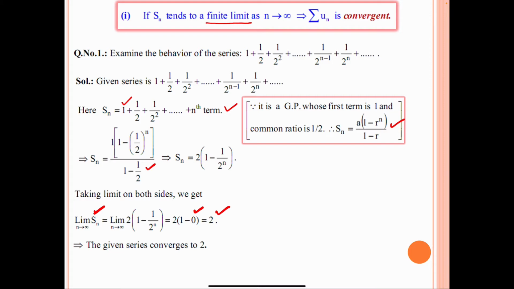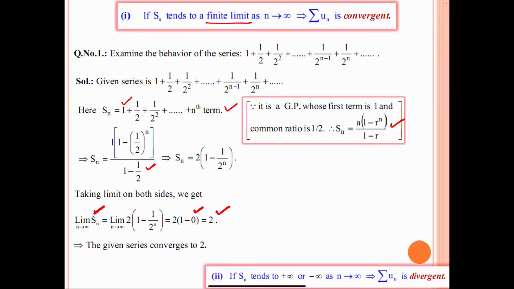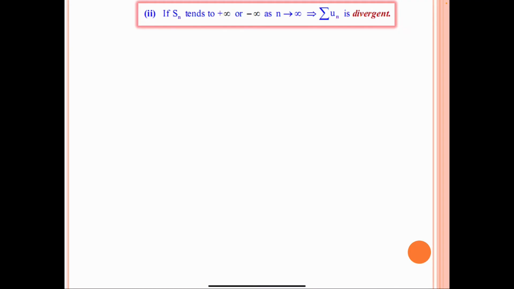Clear? So by using this method, we can say that if Sn tends to a finite limit as n tends to infinity, then summation un is convergent. Now let us consider one example related with second definition. If Sn tends to plus infinity or minus infinity as n tends to infinity, then series is divergent. Let us consider an example.